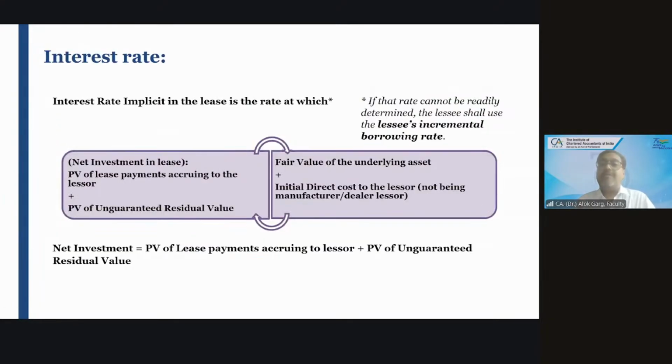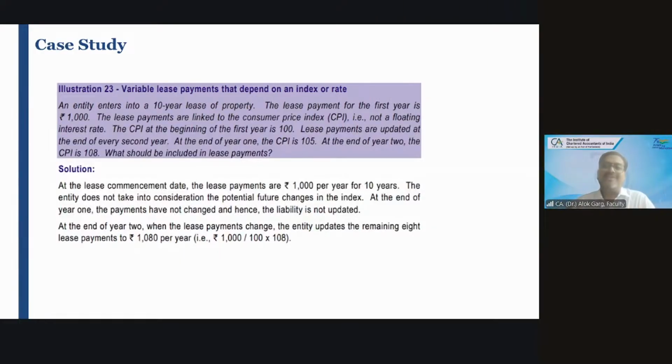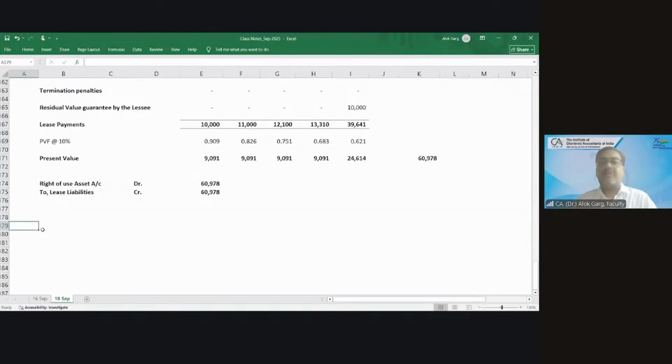Okay. Interest rate implicit in the lease. Now coming to the question, sir, what is the interest rate? What is the discount rate which we need to take? क्या होगा डिस्काउंट रेट? बताओ क्या डिस्काउंट रेट हम करेंगे? Incremental borrowing rate? The discount rate is the interest rate implicit in the lease. First of all, you need to take the discount rate, which is the interest rate implicit in the lease.